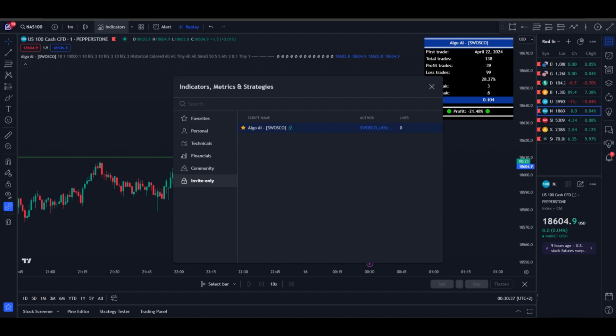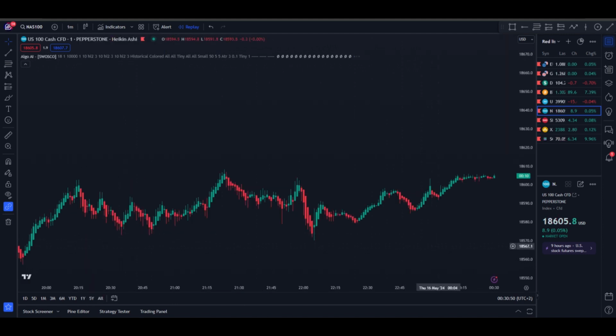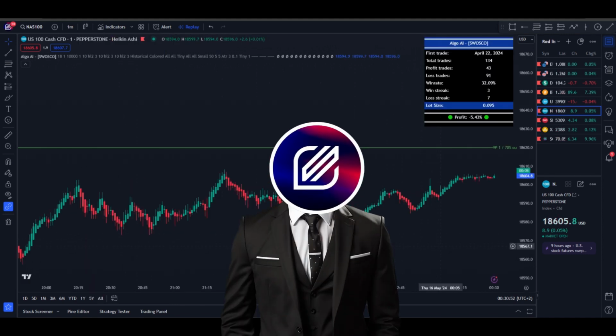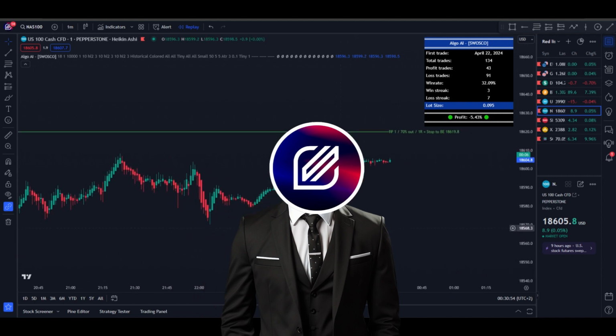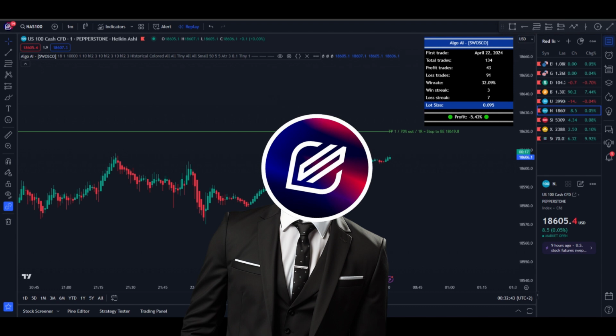Once it loads up, the first thing we are going to do is switch the candle pattern to Heikin Ashi. We do this in order to prevent fake-out trades as much as possible. By using Heikin Ashi, it's easier for the algorithm to predict trends, resulting in more accurate signals. Now that that's done, let's get on with the settings.